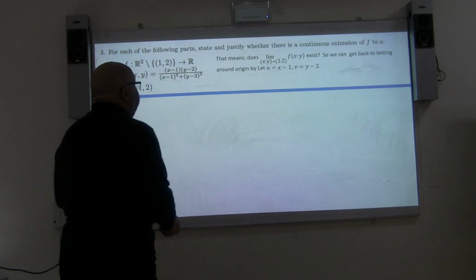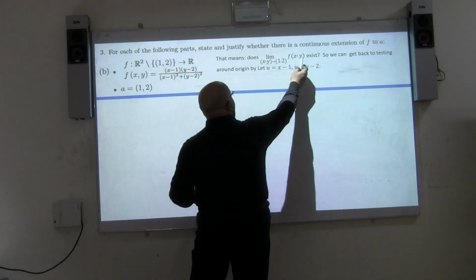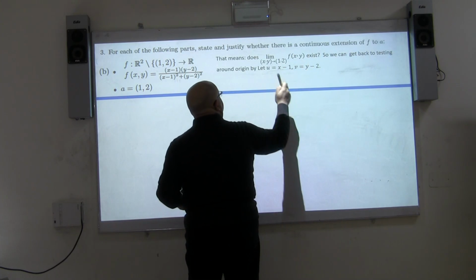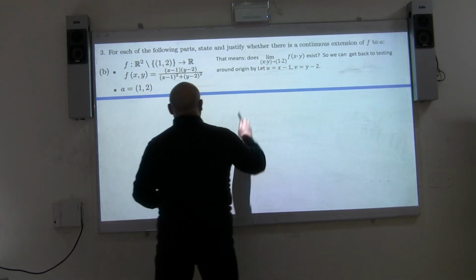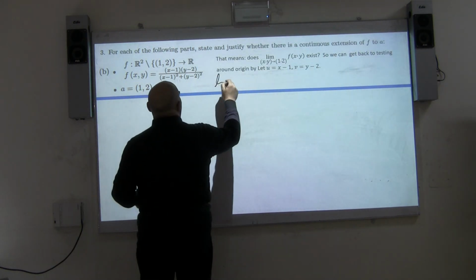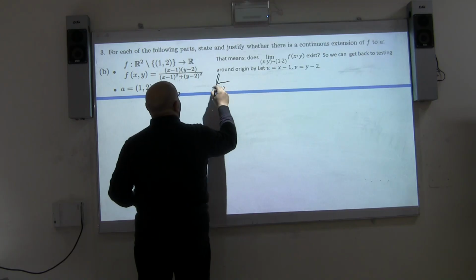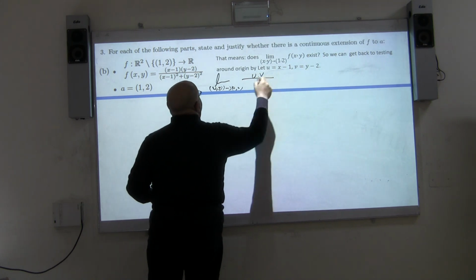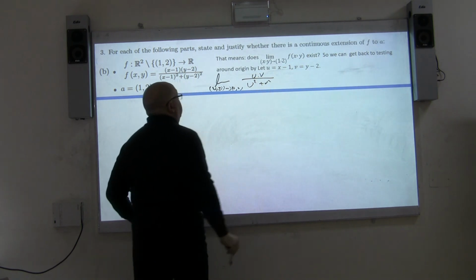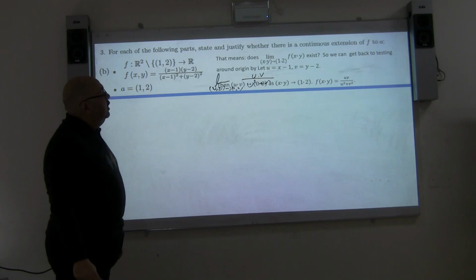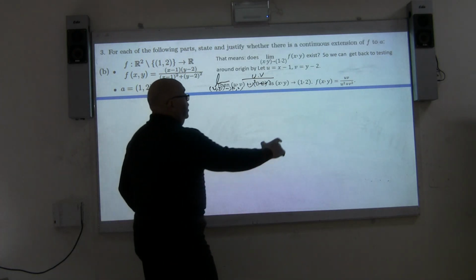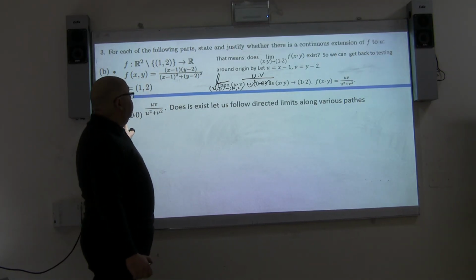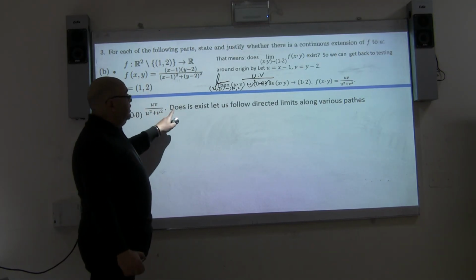So, does the limit of f(x, y) exist? We can get back to testing around the origin. If I make this substitution, I have the limit as u and v tend to the origin of u·v divided by u² plus v². This is the definition that I will use now, so that's the value of the function of u and v. So let's study whether the limit exists.